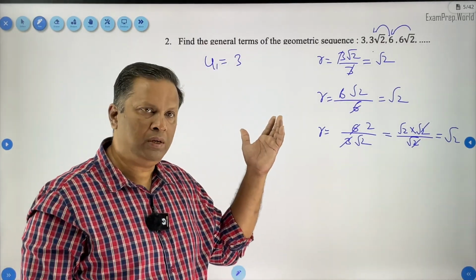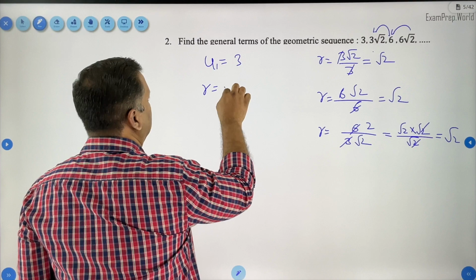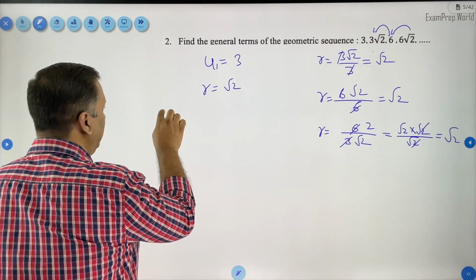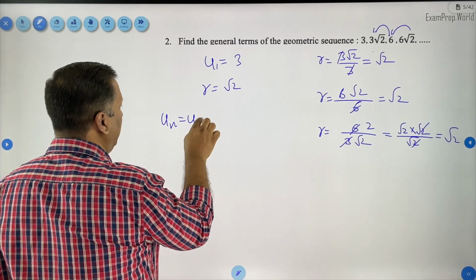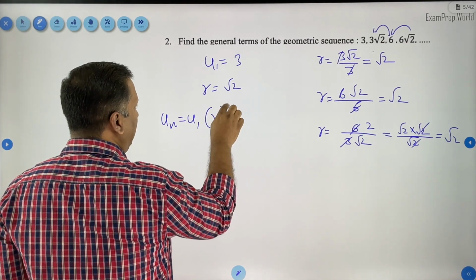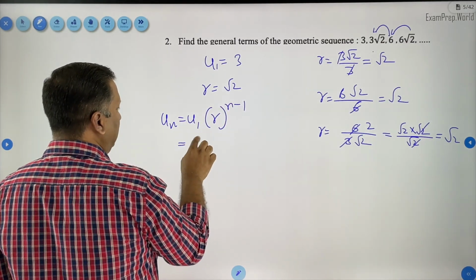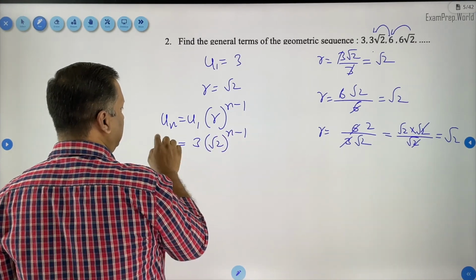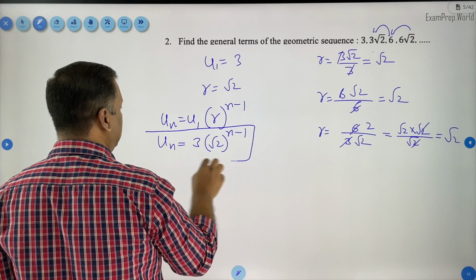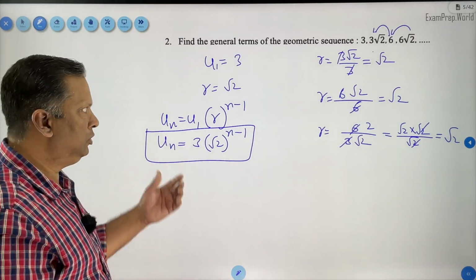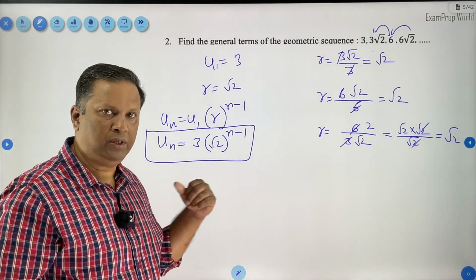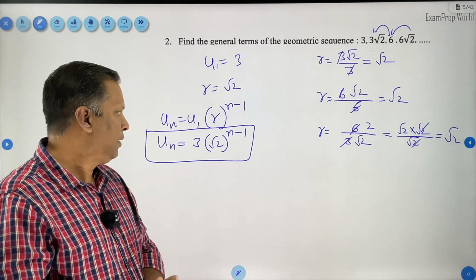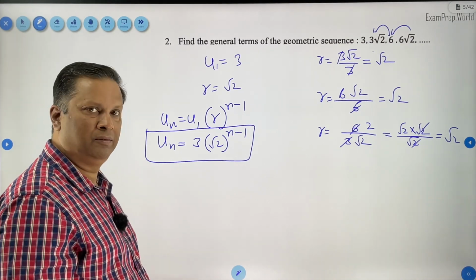Now you have U1 and you have R. How do you find the general rule? Un equals U1 times R to the power n minus 1. So I will write 3 root 2, whole to the power n minus 1. Can we do any simplification to this? We leave it at this point. This becomes the general rule for this question. Okay. Can we proceed to the next question?